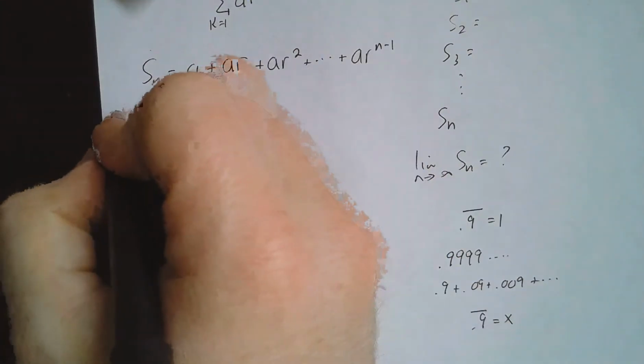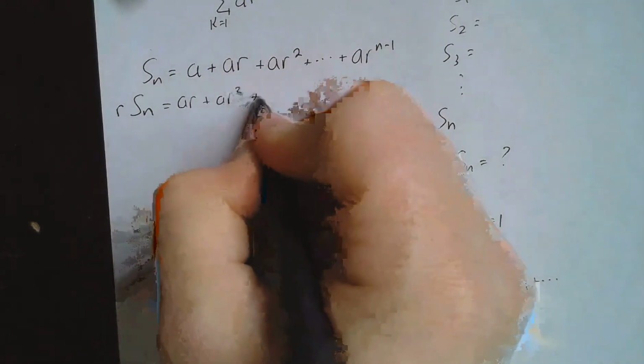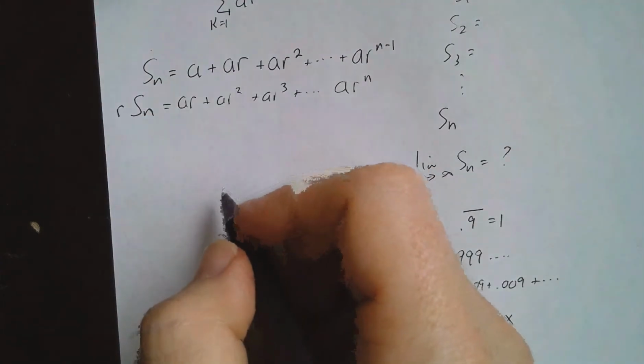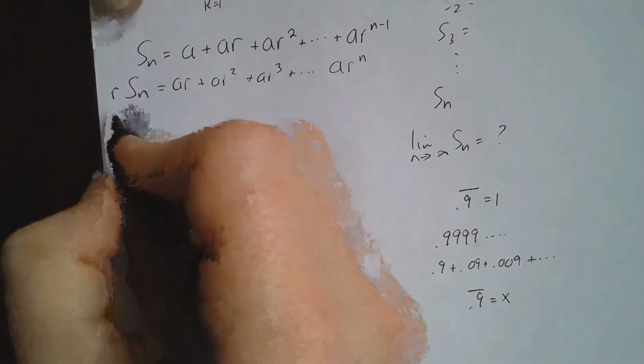So I'm going to go ahead and take r and multiply it by s sub n. This is going to provide me with ar plus ar squared plus ar cubed, and so on and so forth, until I get to ar to the power of n. Now, in this example down here, I took the two values and subtracted them from each other. So let's do the same thing up here.